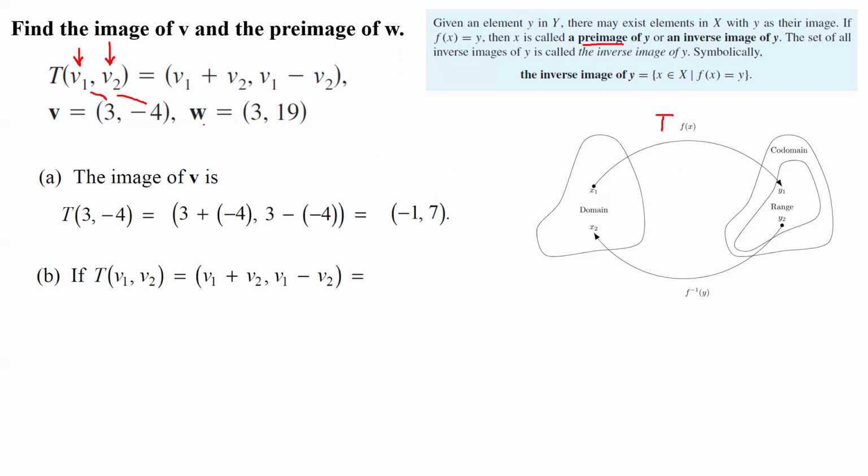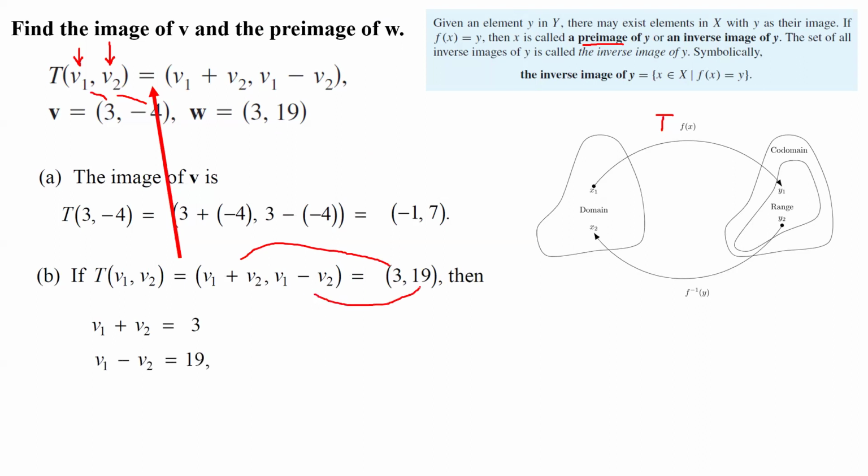Now, how do we find the inverse image of w? By definition, T of v1 and v2 is equal to v1 plus v2 and v1 minus v2, which is 3 and 19. Why is that? Because the output value is 3 and 19. We're just going to substitute that here. But this creates a system of linear equations for us. v1 plus v2 is equal to 3, and v1 minus v2 is equal to 19.